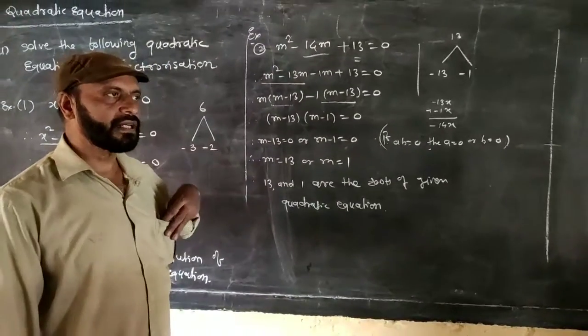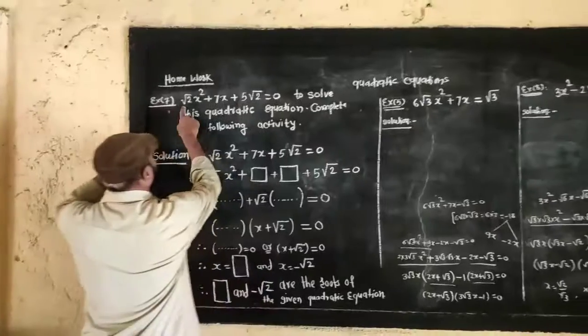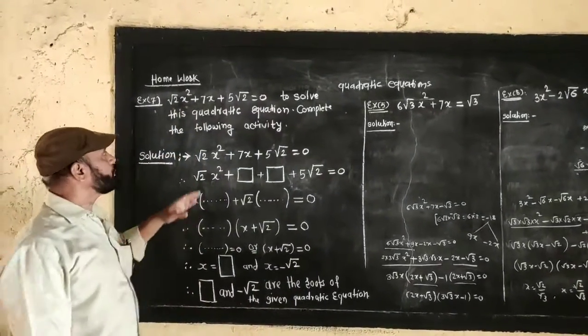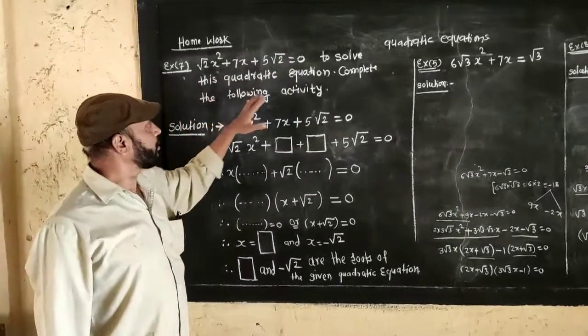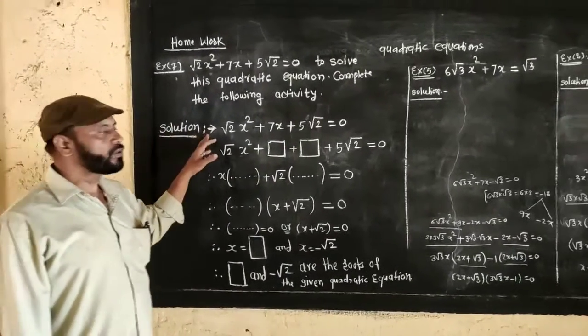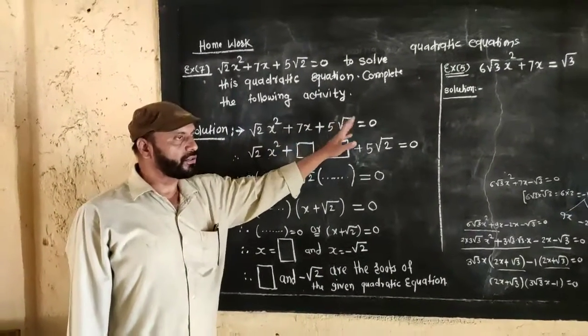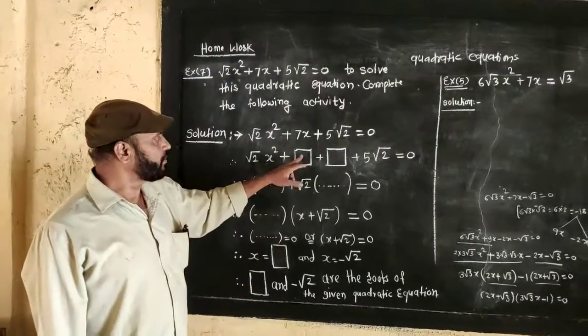Now we take some examples from the practice set and continue. Example number 7: root 2 into x square plus 7x plus 5 into root 2 is equal to 0. To solve this quadratic equation, complete the following activity. Solution: root 2 x square plus 7x plus 5 root 2 is equal to 0. Root 2 into x square. So what will be here?